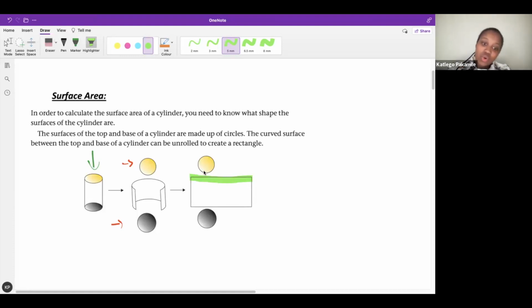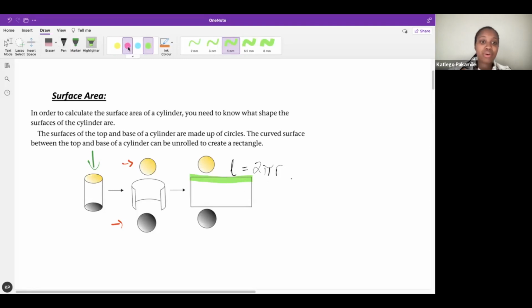Yes, my length has to go all the way around my circle. Therefore, my length has to be the circumference of the circle. Does that make sense? What is the formula for the circumference of a circle, the outside of the circle? It's 2 times pi times radius. So my length for this rectangle is 2 times pi times radius.